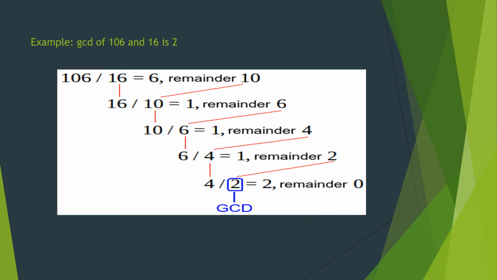So next A is equal to 6 now. Then B is equal to 4 now. 6 divided by 4, 4 ones are 4. The remainder will be 2. So then A is equal to 4 now. Then B is equal to 2. So 4 divided by 2, 2 twos are 4. The remainder will be 0.